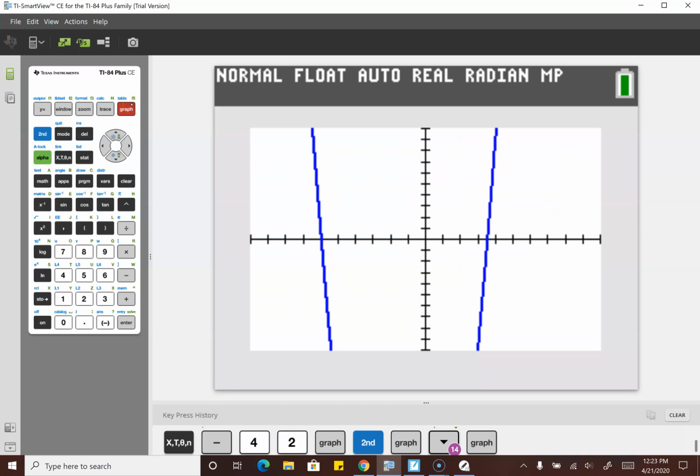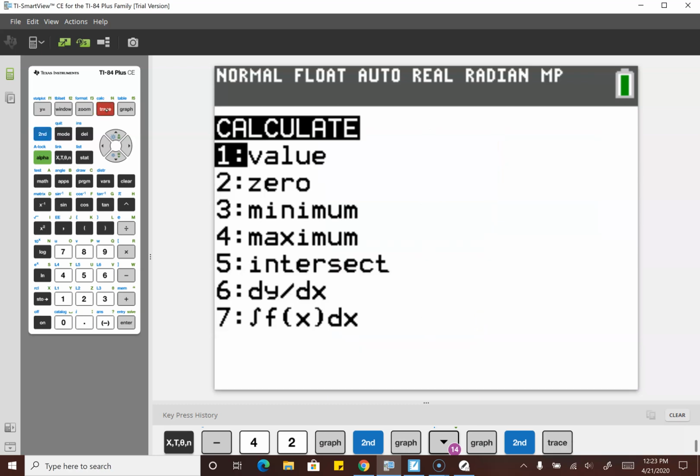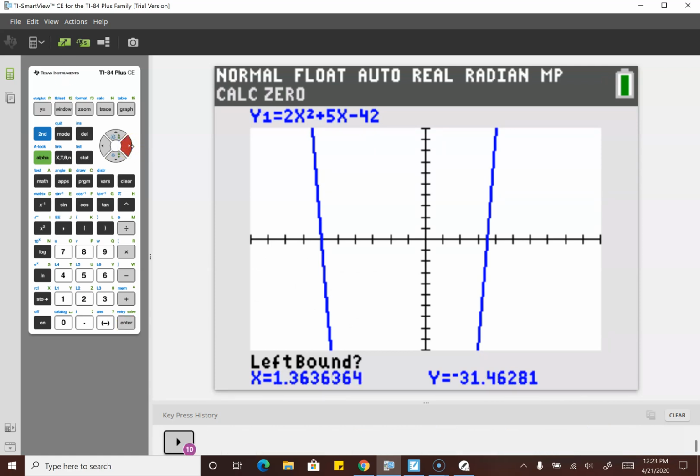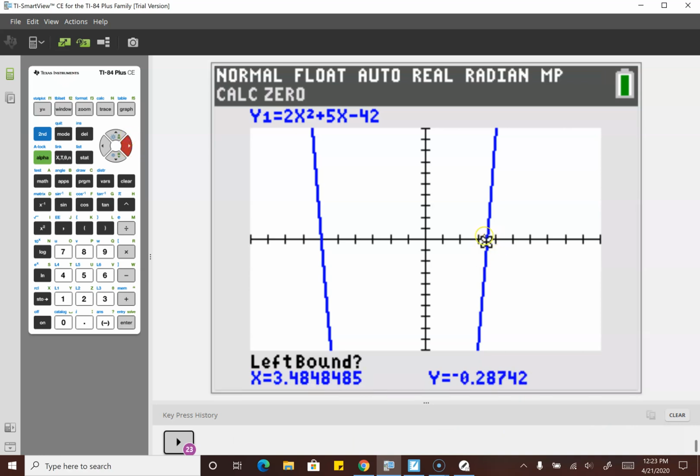So if you go to your graph and you hit second and this trace button that's up top here next to the graph button, it brings you to this menu. Well, what are we trying to find? Well, we're trying to find the zeros of our function. So you're going to click choice 2. And you'll see right now you might not see anything, okay, but if you keep hitting the right arrow, what you should see is you should see this little flashing spider come up onto your screen, okay?